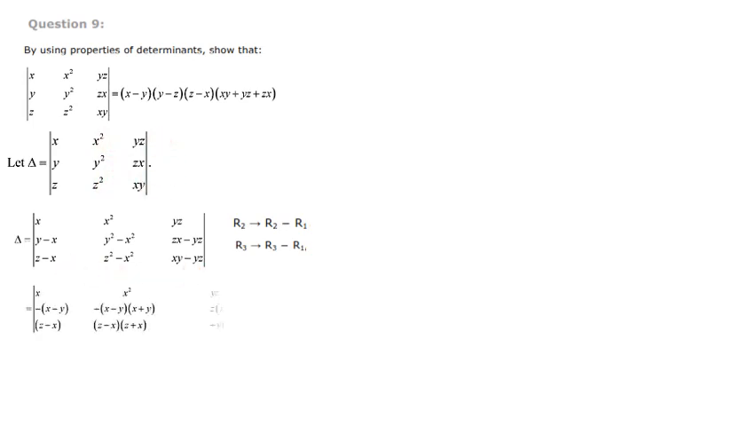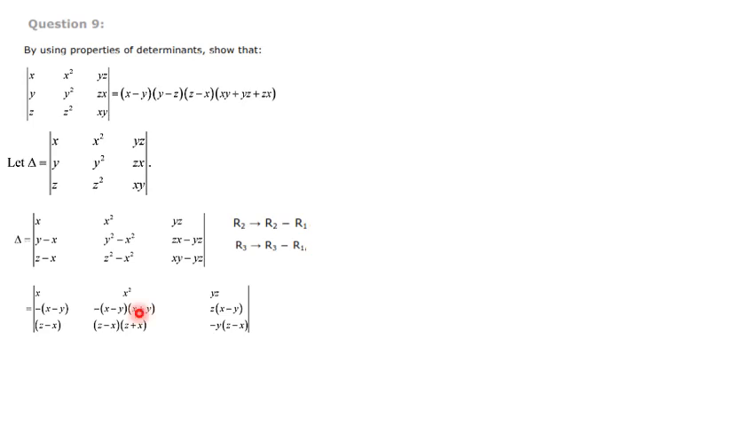It is changed. Now go for a little bit of calculation. First row remains the same, x, x square, yz. From here you take one minus outside, that is minus of x minus y. This minus take outside and expand. That minus taking outside means it is minus of x square minus y square.